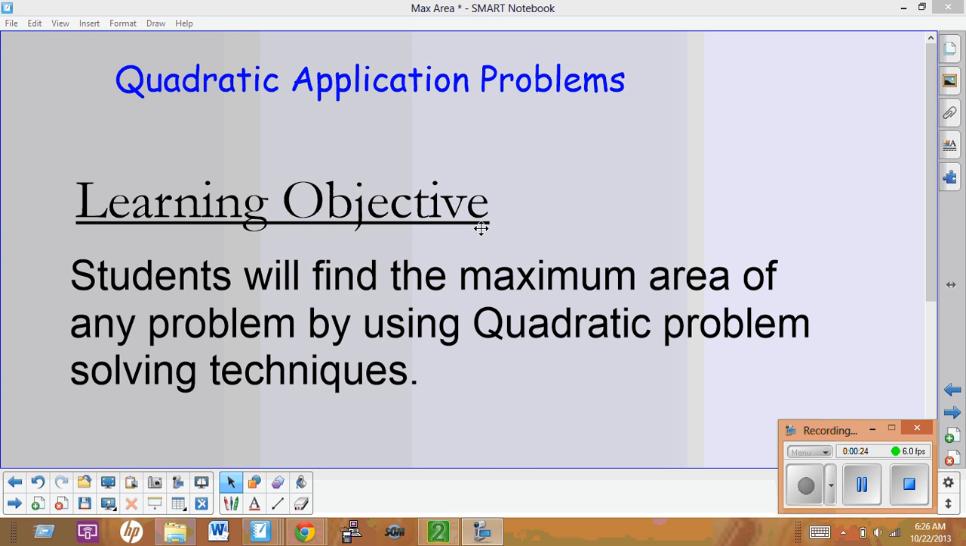Our learning objective from this video is students will find the maximum area of any problem using quadratic problem solving techniques. So our action verb is to find. What are we finding? We're finding maximum area. How are we going to do it? Using quadratic problem solving techniques. So we're still working in our quadratics.